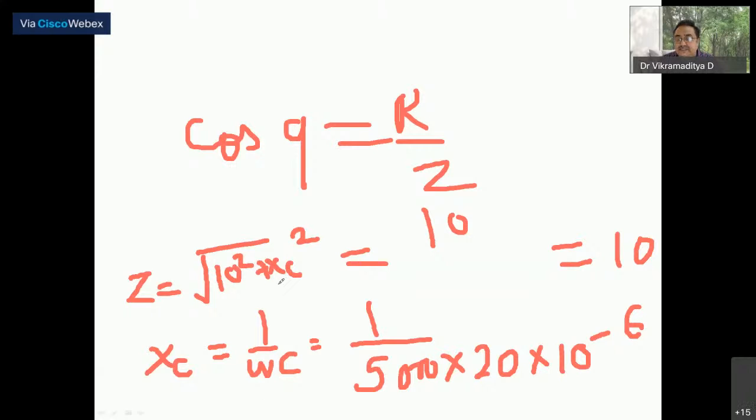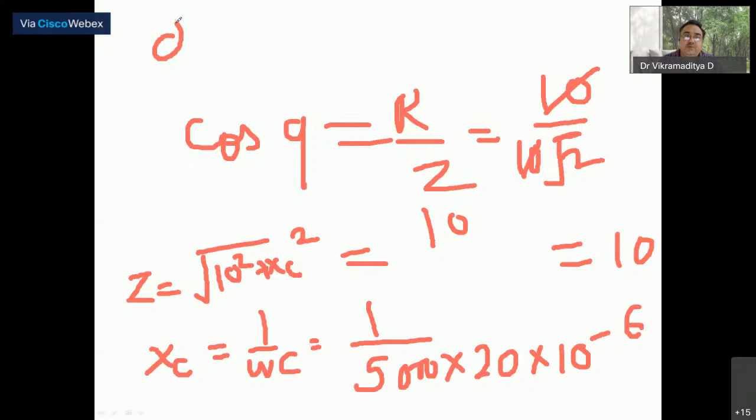So 10 square plus 10 square is nothing but 100 plus 100, under root 200, and that will come out to be 10 root 2. So 10 will cancel, so cos phi comes out to be 1 upon root 2. Can you comment on the angle? If cos phi is equal to 1 upon root 2, what is phi? Phi is nothing but 45 degree.